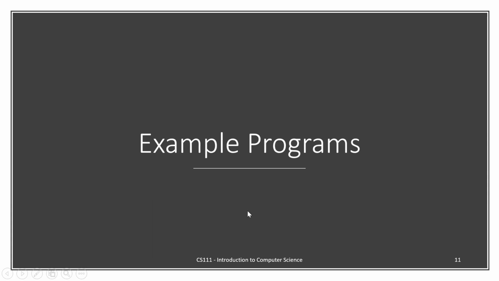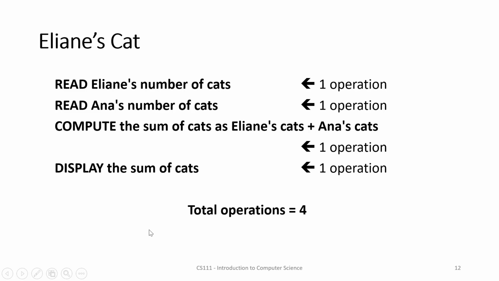So there are some example programs here. Let's take some example programs. Here's an example program in our pseudo language. We have two people, Elian and Anna. So we are counting the cats. We're going to read Elian's number of cats and Anna's number of cats. And then we compute the sum of cats as Elian's cats plus Anna's cats. And we then display the sum of cats.